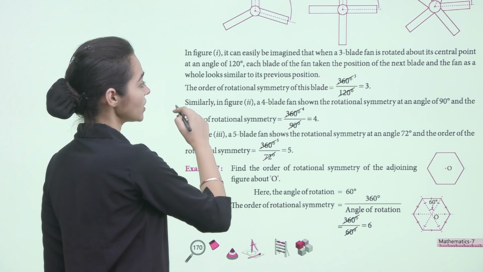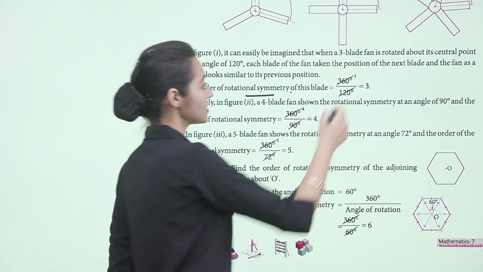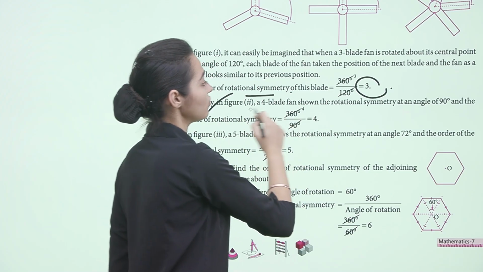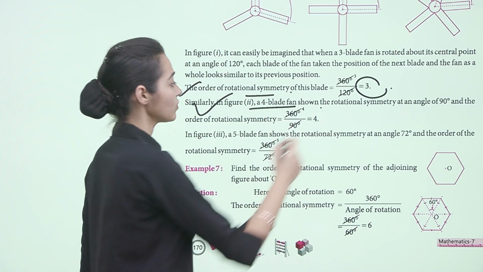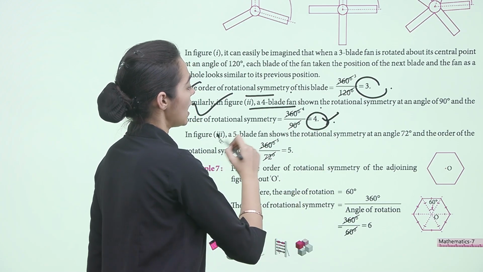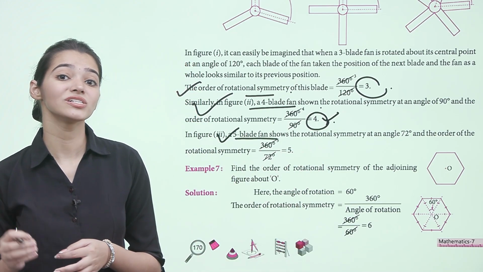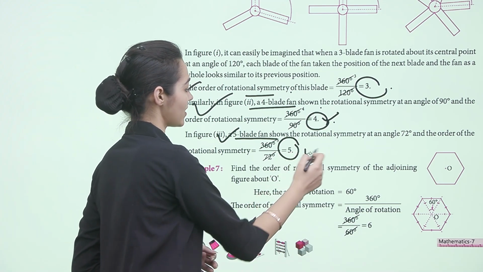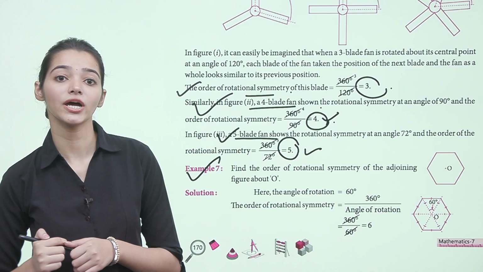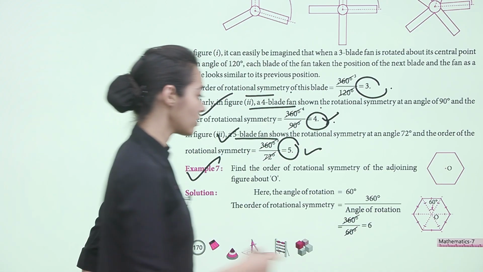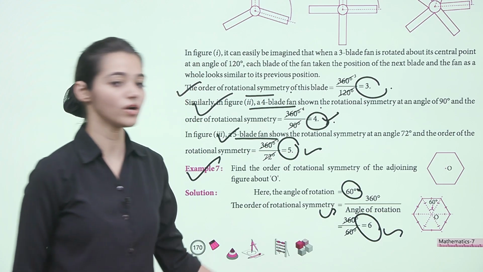Now the order of rotational symmetry of the fan having 3 blades is 3. Now a 4 blade fan has rotational symmetry at an angle of 90 degrees, so the order of rotational symmetry is 4, and for a 5 blade fan the order of rotational symmetry is 5. Now in example number 7, we have to find the order of rotational symmetry of the adjoining figure about O. So the angle of rotation is 60. By putting it into the formula, the order of rotational symmetry is 6.